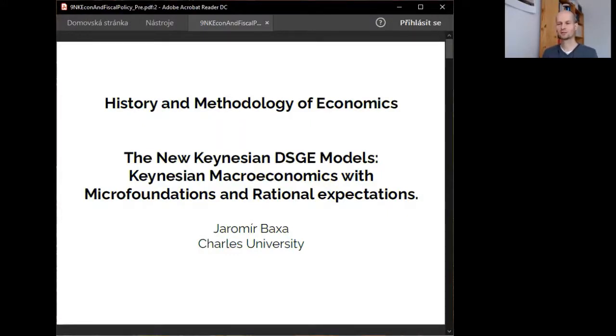Welcome to this session of the history and methodology of economics. This time the topic is the new Keynesian DSGE model, which is the attempt to bring together Keynesian macroeconomics with micro foundations and rational expectations, which were the main novelties introduced by the theories of equilibrium business cycles in the 1970s.